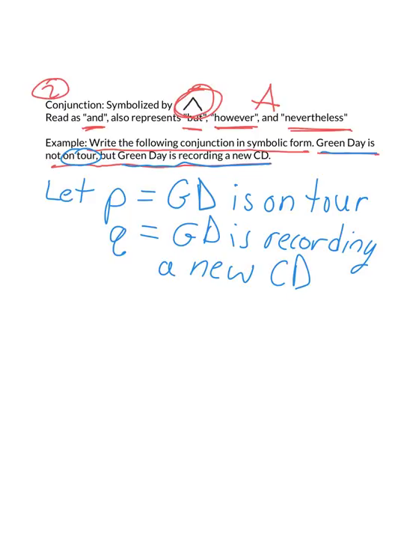So the first part of the sentence was that Green Day is not on tour. We can bring back the word not with that little curvy squiggle, that tilde negation symbol. So not P. That means we're negating the idea that Green Day is on tour because they're not on tour. And I'm going to slash that part of the sentence because we took care of it now.